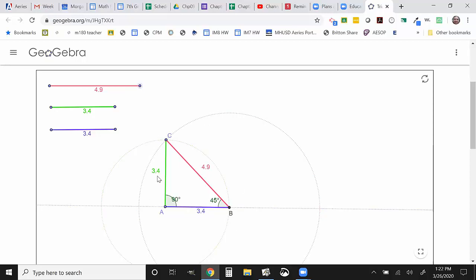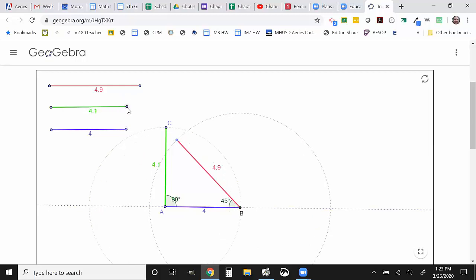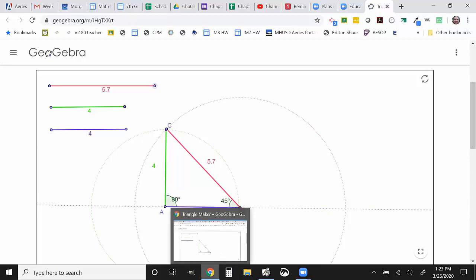You see what you can get and see if yours is exactly the same. If I wanted to show you, I could do this. I could make the blue one go longer, and then I could make the green one go longer, and I could make the red one go longer, and that's a different triangle with a 90, 45, and 45, because it would take two 45s to make 90, plus 90 to make 180. So this is a triangle, but it's different from the first one.